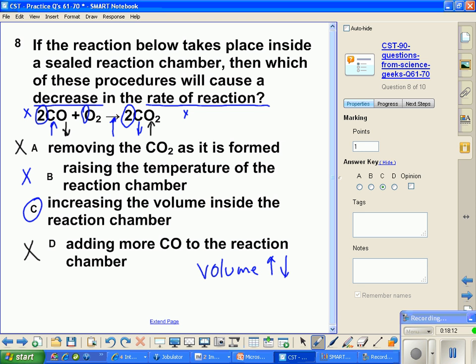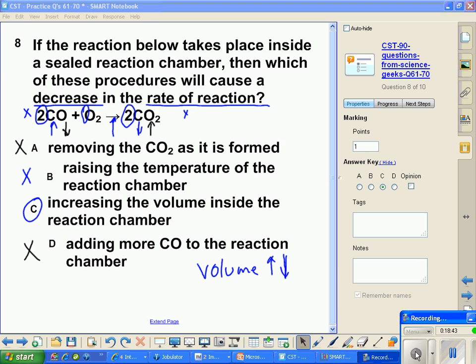So what's going to make it go down? Okay, we want to decrease the volume. We've got to go to the right-hand side. And if we're going to decrease the volume, that will cause the reaction to want to make more volume, and to make more volume, we've got to go to the side with fewer moles.